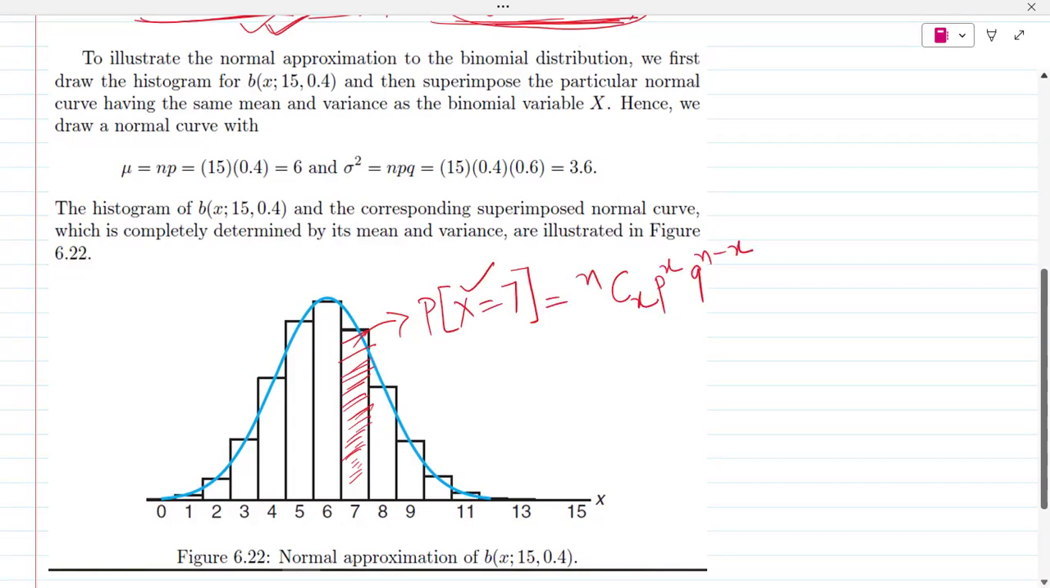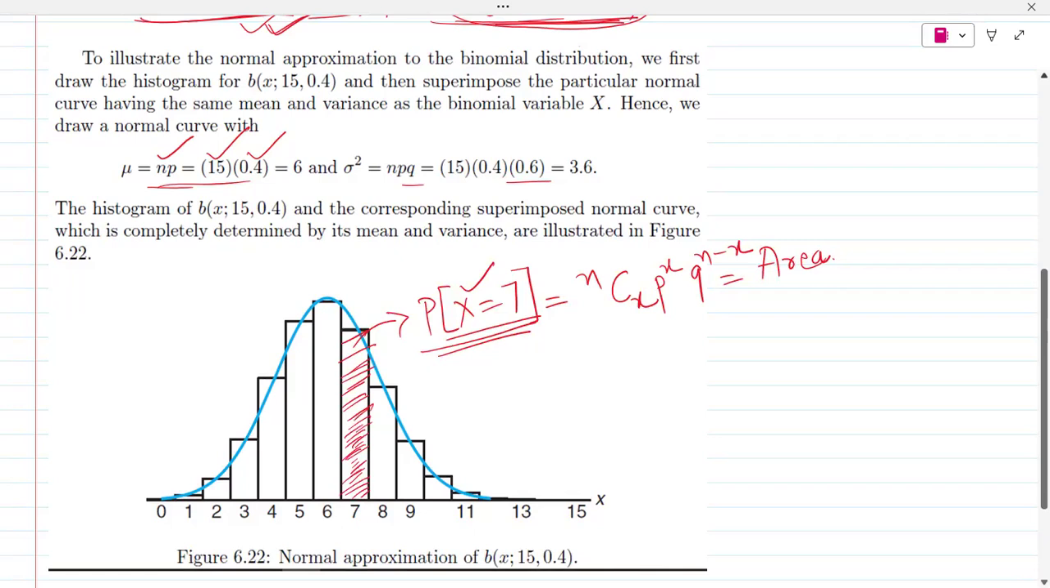So here, what is our n? n is 15, the number of trials. And what is p? It is 0.4. And what is q? It is 0.6. So here one can easily calculate this probability. And this probability is nothing but the area also, the area of the rectangle or histogram which is above this 7.